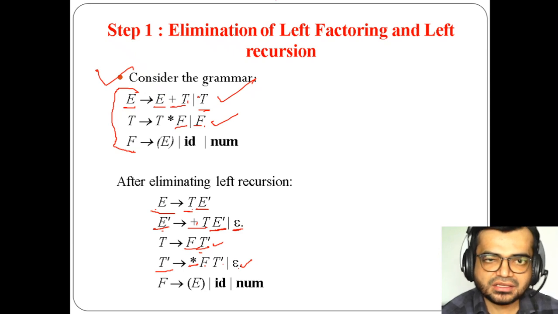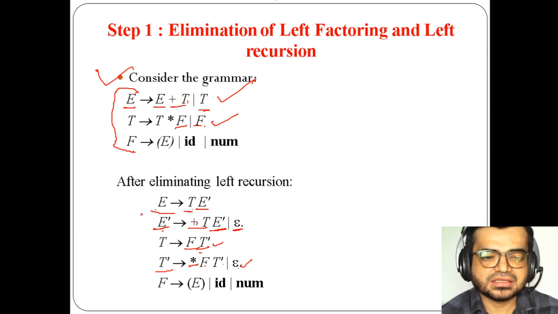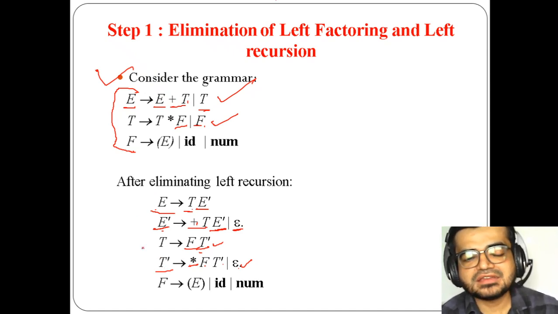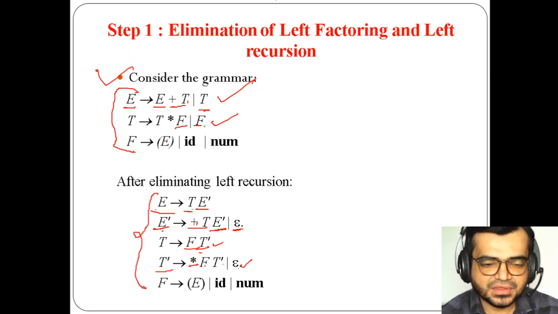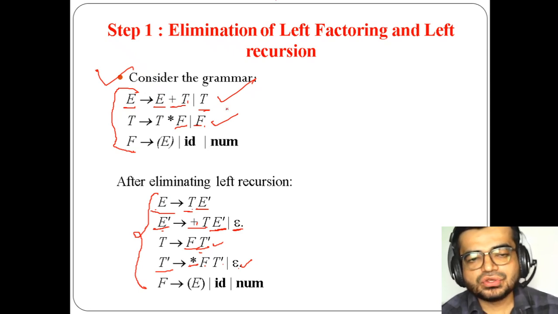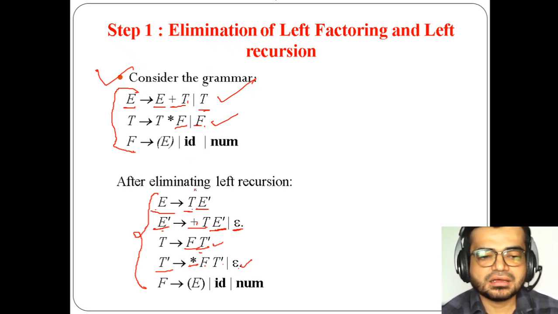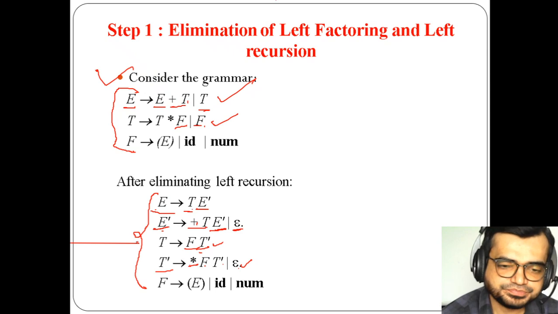If left factoring is there, you need to eliminate left factoring. And if the grammar contains left recursion, then you need to eliminate both of those, and finally you have to get this grammar. Or else, directly in the examination they will give you this set of grammar completely. So in this grammar there is no need to perform step 1, because you already know this given grammar has had left recursion eliminated, and there is no left factoring as well.